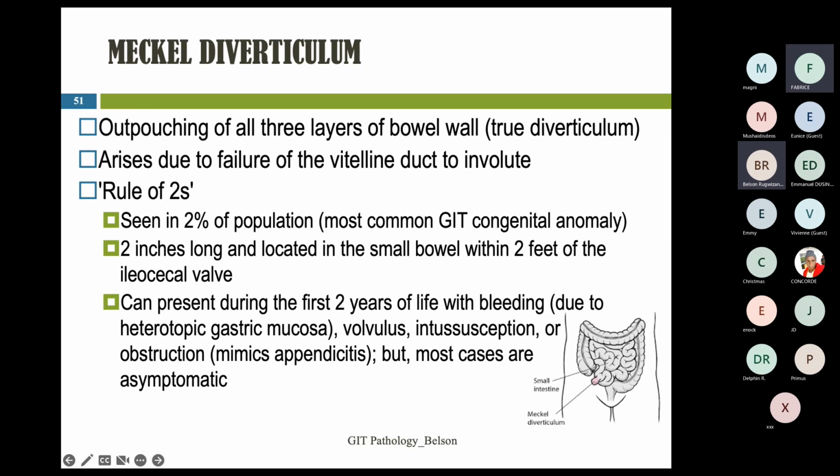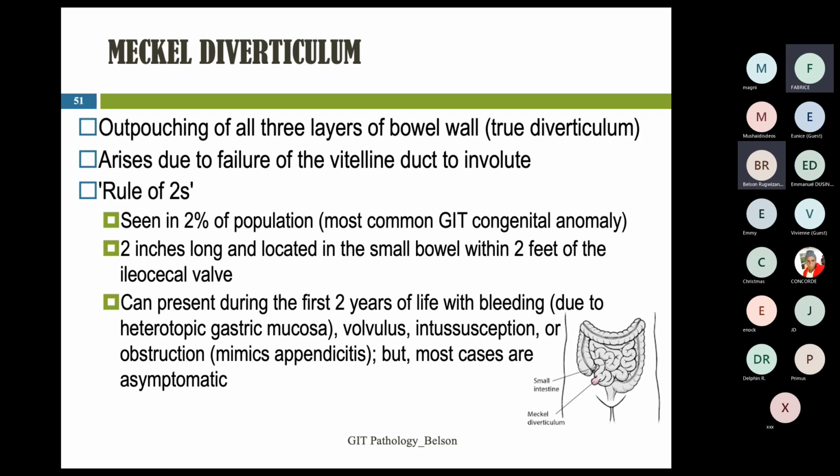So with that it becomes the most common gastrointestinal tract congenital anomaly. It is 2 inches long. It does not grow beyond two centimeters, so the 2 inch stays. Long and located in the small bowel within 2 feet of the ileocecal valve. So from the ileocecal valve you go backward, upward, that is where it is.